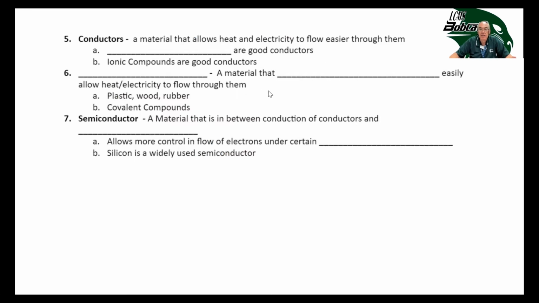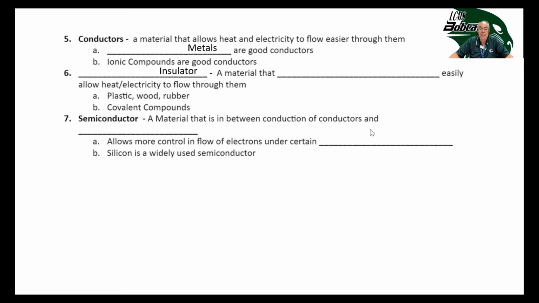Okay, and then part of this, again, is a review of things that we learned earlier in the year. When we talked about some of the properties of metals, we said that metals were good conductors of heat and electricity. That meant that they allowed the heat and electricity to flow through them easily. So metals, in particular, are good conductors of heat and electricity. Ionic compounds were good conductors. Remember, they break into ions when dissolved so that they can conduct electricity.